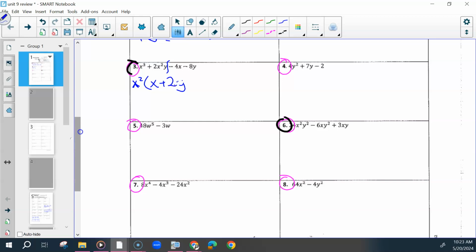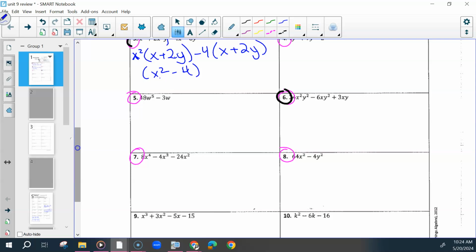Word is not like me today. Right. What about the last 2? Negative 4 factored out with x plus 2y. Negative 4 and then x plus 2y. When you factor by grouping, you want your insides to be the same. So if I rewrite this, we have x squared minus 4 and x plus 2y. Can we factor either of these again?